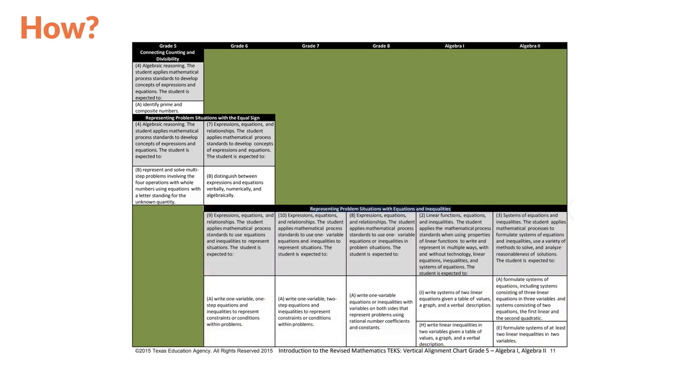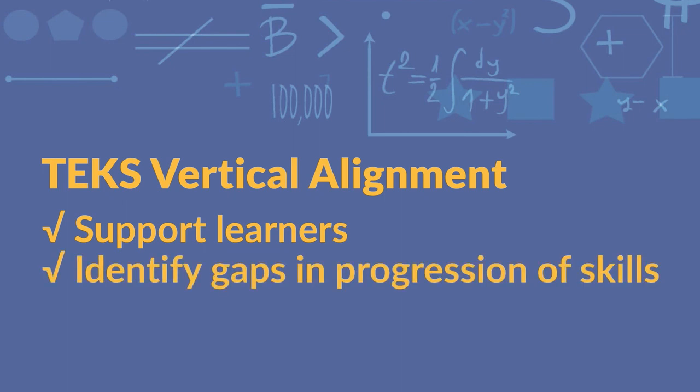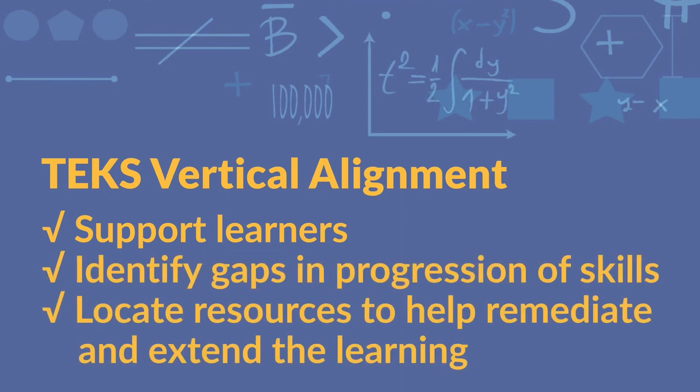If we scan to the left and to the right of the Algebra 1 column, we see that the prerequisite skills for this TEKS start in grade 6 and grade 7 with the foundational skills. By 8th grade, the complexity deepens to include inequalities and variables on both sides of the equation. After they master the Algebra 1 skills, students will progress to building systems of 2 inequalities in Algebra 2. At the beginning of each unit in the RACE program, you'll have an opportunity to review the vertical alignment for the TEKS covered. This knowledge will help you support learners by identifying gaps in the progression of skills and then locating resources to help remediate and extend the learning.